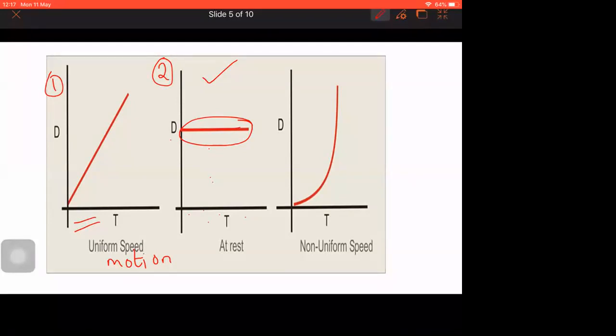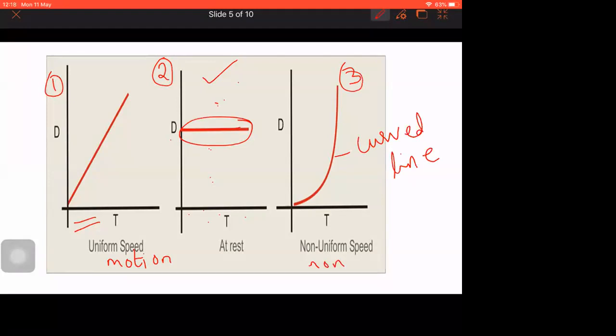Clear? This is the other graph which we have seen: object moving in non-uniform motion, curved line. Okay. So these are the important things. This graph is very, very important. When it is moving with uniform motion, it's a straight line. Non-uniform, it's a curved line. When the object is at rest, the distance time graph will be in this way. Clear? This is all about your distance time graph.